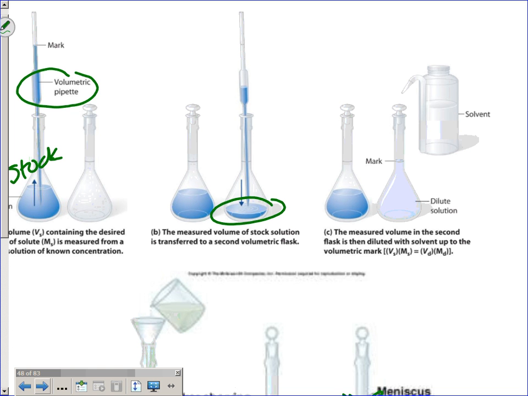And then once you put it in your clean volumetric flask, you have your stock, which is the exact same molarity so far, because what have I not done yet? I haven't added any water, right? So now I'm going to add water, and as I add water up to the volumetric etched mark line there, it's now diluted because I added water.